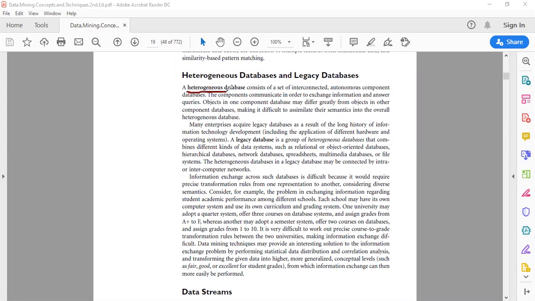A heterogeneous database consists of a set of interconnected autonomous component databases. The components communicate to exchange information and answer queries.